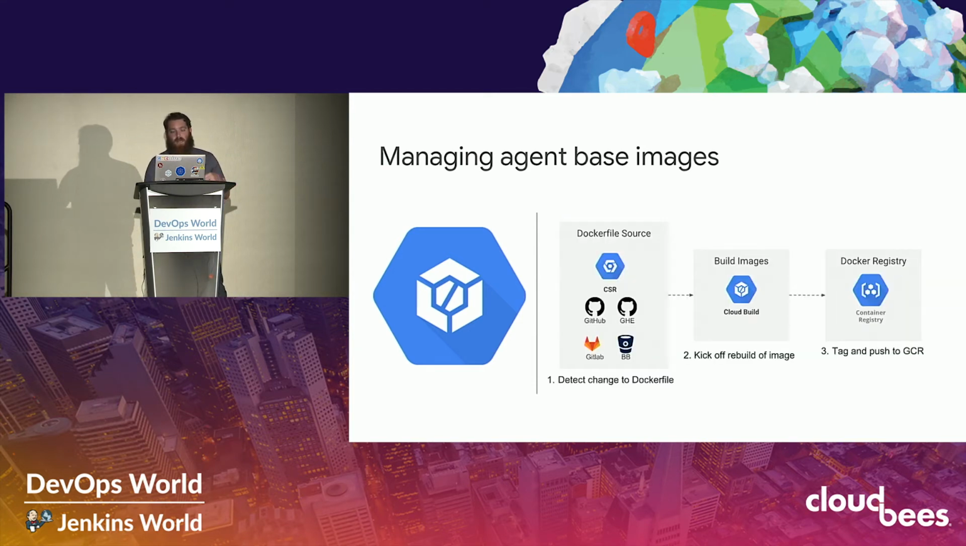Here's an example flow that you would use. You have some source code change. Maybe it's from GitHub or GitLab or Bitbucket. That then triggers a Cloud Build, and that automatically pushes your images into Google Container Registry, which hosts your images.